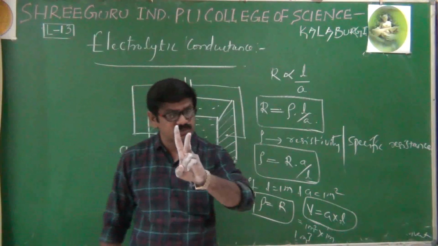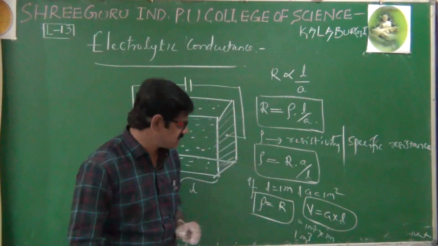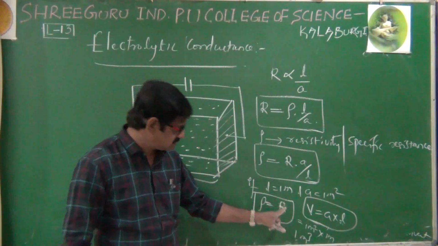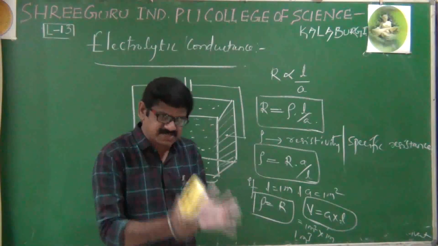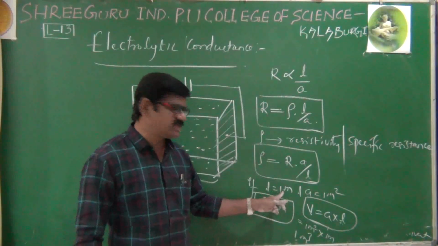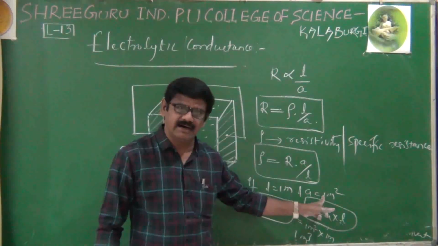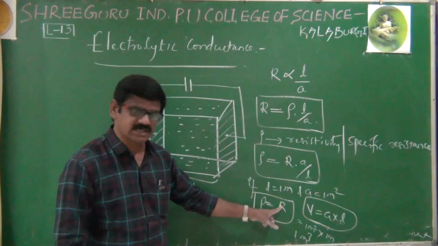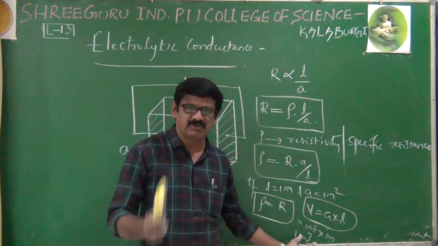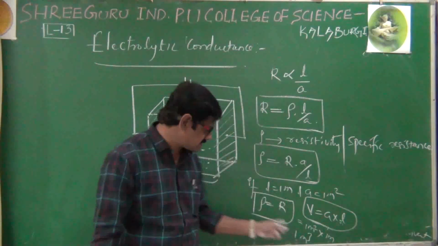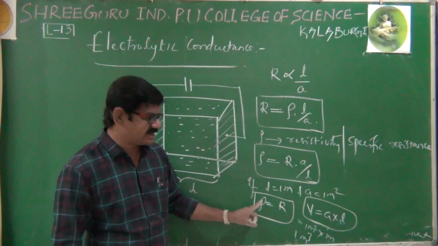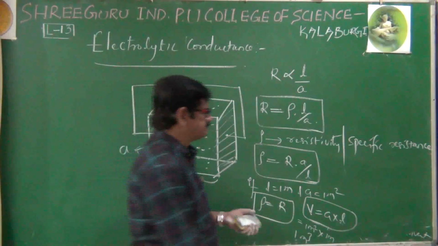We can define it in two ways. I'll repeat. First, resistivity is the resistance of a substance whose length is 1 meter and area of cross section is 1 meter square, or the resistance of 1 meter cube volume of solution is called resistivity. That's it.